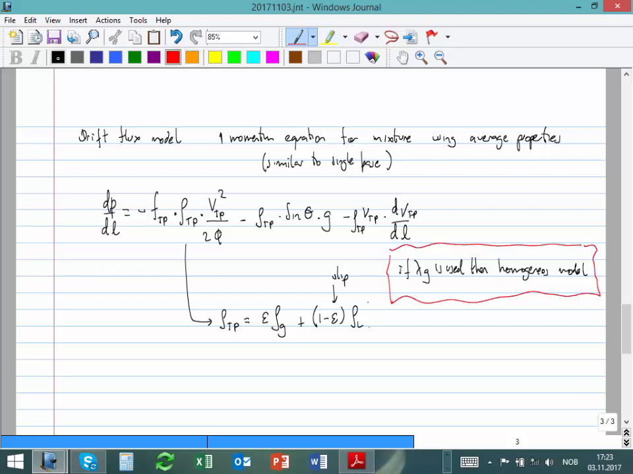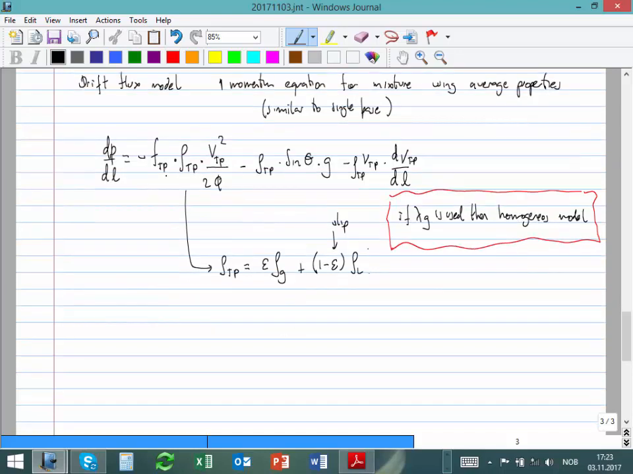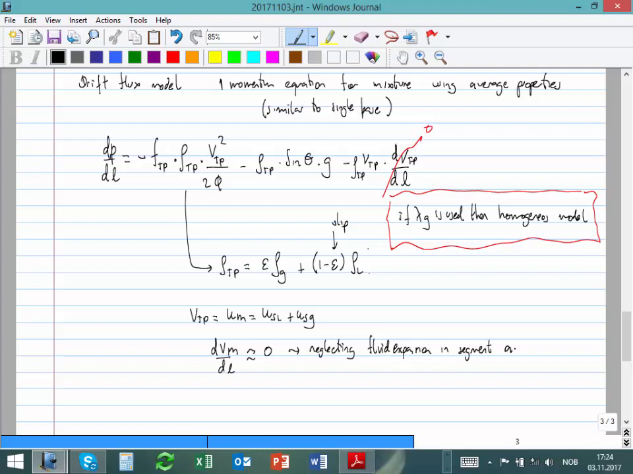And we're going to use a very simple approximation. We will say that the velocity in two phase is equal to the velocity of the mixture, and the velocity of the mixture is equal to liquid plus gas, right? And we are going to say that this term over L is approximately equal to 0, or very small compared to the rest. Okay, so we can neglect this term here, for example neglecting fluid expansion in the segment, and we assume there is no change in the cross section area.